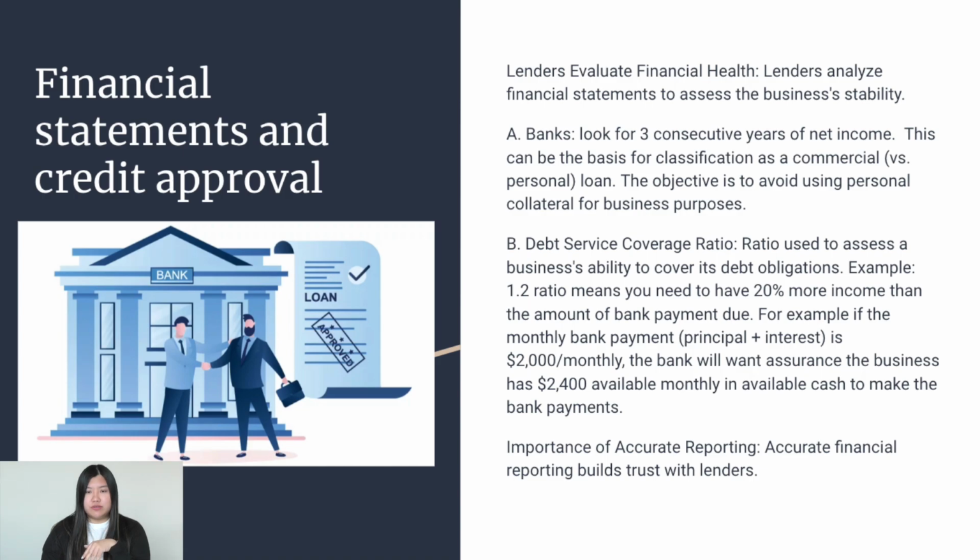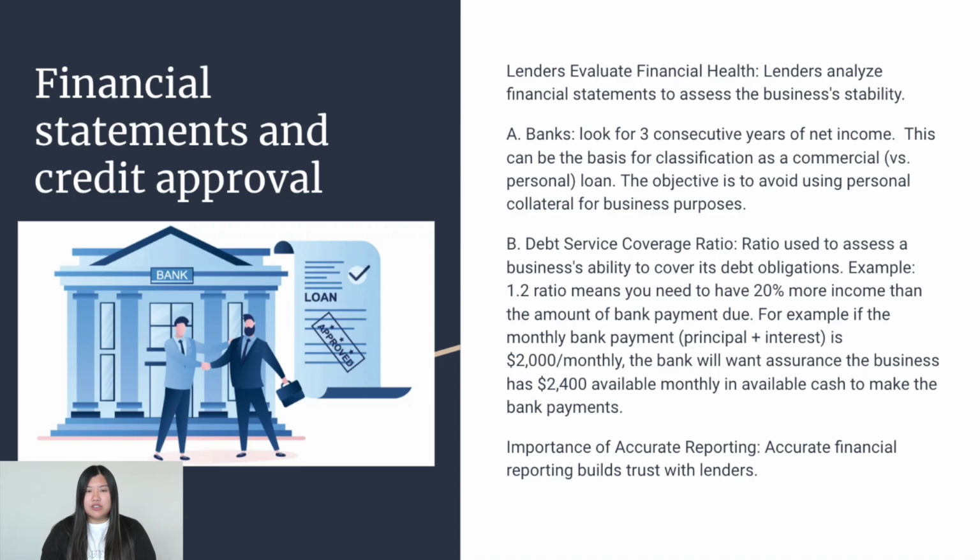Now, let's talk about debt service coverage ratio, a ratio used to assess a business's ability to cover its debt obligations. For example, a 1.2 ratio means you need to have 20% more income than the amount of the bank payment due. If the monthly bank payment, which is the principal plus interest, is, let's say, $2,000 monthly, the bank will want assurance the business has $2,400 available monthly in cash to make the bank payment.